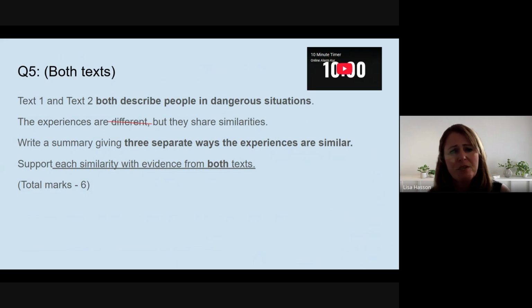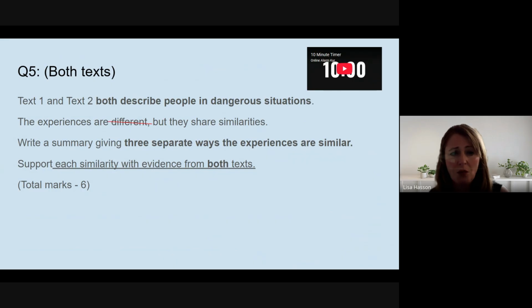The experiences are different, but they share similarities. Write a summary giving 3 separate ways these experiences are similar and support each similarity with evidence from both texts. Now, what I've done here is I've put a line through the word different, and I always do that for my students, because if I don't, they're going to start talking about how they're similar, but they're also different. And I don't want you to do that on this question.